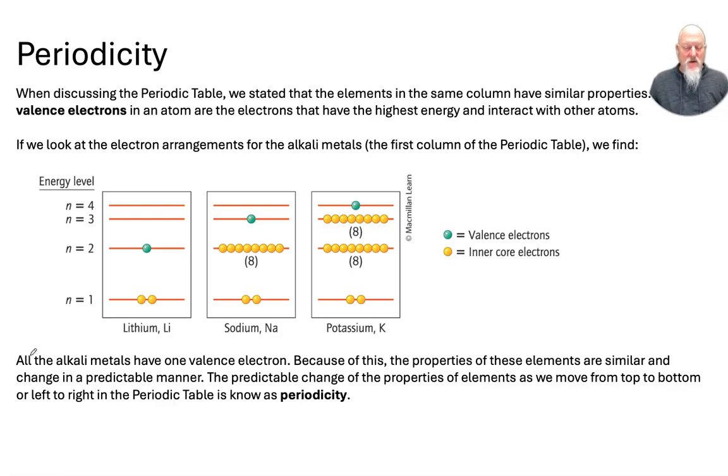All right. So the green electrons in each diagram there are the valence electrons in that atom, or that element, and then the yellow ones are the inner core electrons. And we've said that the valence electrons are the ones that are associated with interactions with other atoms around them, and they're associated with reactivity and bonding and things like that. So all the alkali metal atoms each have 1 valence electron.